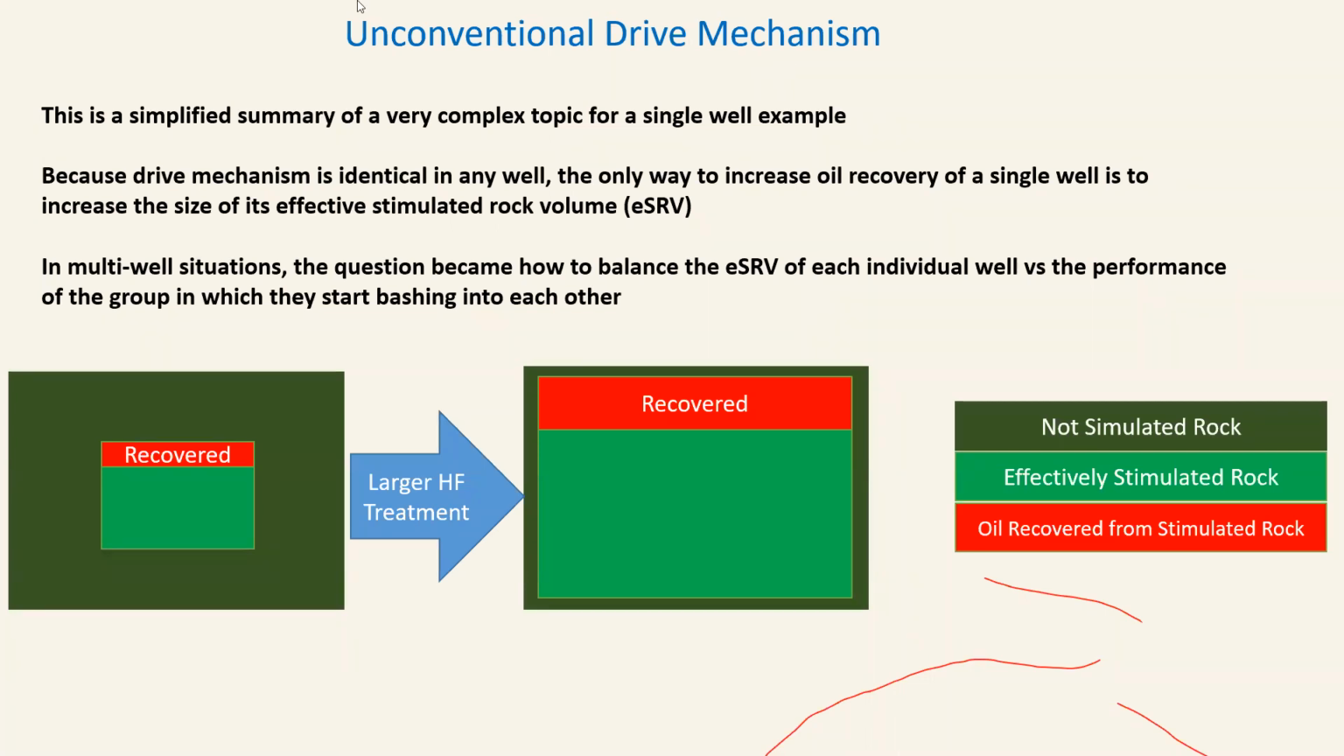All right. This is a very simplified summary of a complex topic, and I'm just talking about a single well example here. But because the drive mechanism can't be altered in unconventional plays, the only thing you can do to increase how much oil you get out of the ground is to increase the size of the hydraulic fracture treatment in order to generate a larger effective stimulated rock volume.